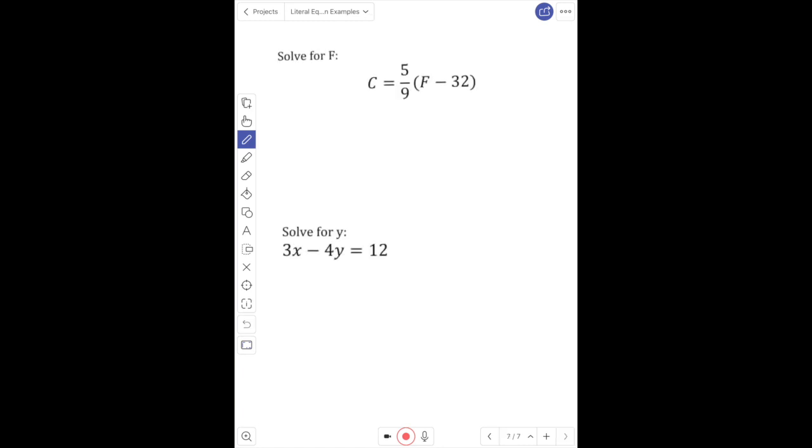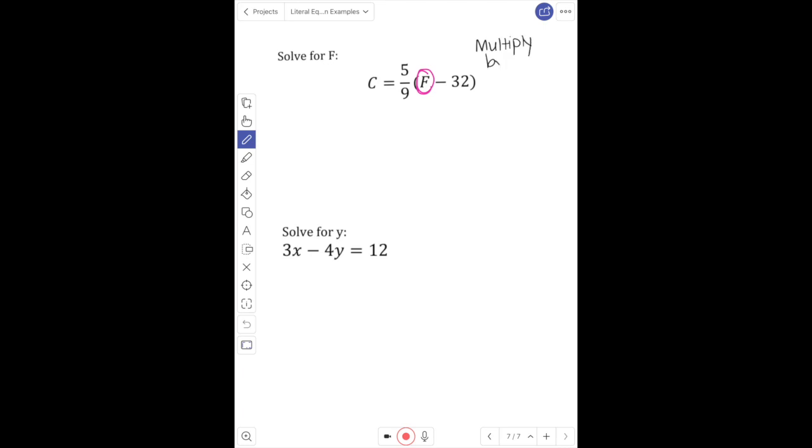All right, last slide. It asked me to solve for f here. So if I'm solving for f, f is in the parentheses. Again, this is one of those situations where I have a parentheses. A lot of students try to go ahead and distribute 5 over 9, but when you distribute the 5 over 9, you're just creating a bigger mess than what you need to begin with. So I'm going to refer you back to multiplying by the reciprocal.